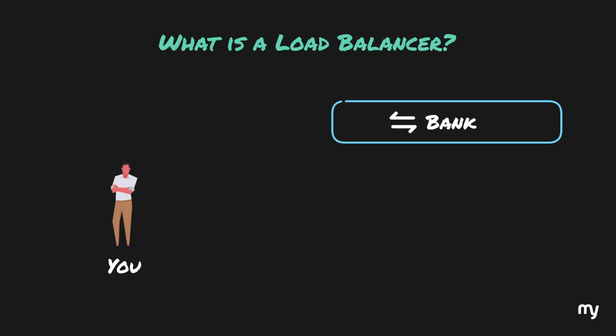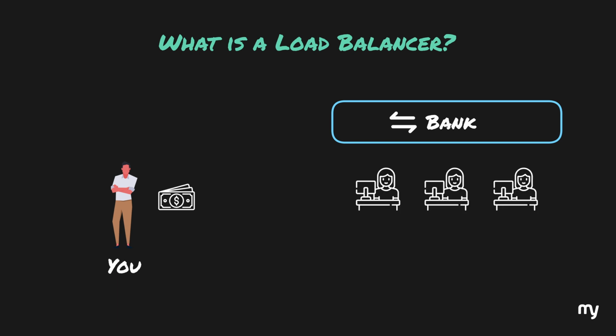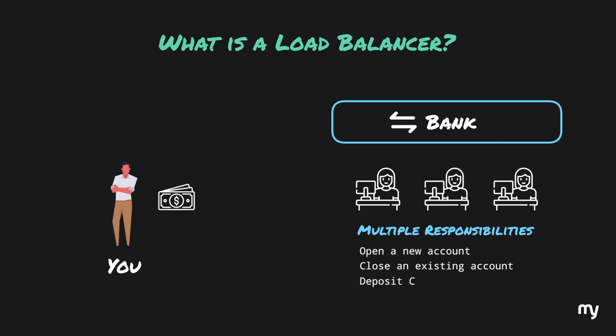Imagine that you're at a bank and you would like to deposit some cash in your account. The moment you enter the bank, you see 3 counters for serving the customers. Each counter has multiple responsibilities like ability to open a new account, close an existing account, deposit cash, and such. Now, each of these activities can take a different amount of time. For example, we know that depositing money into the account would be much faster than opening a new account. Obviously, you want to quickly deposit the money and go home.